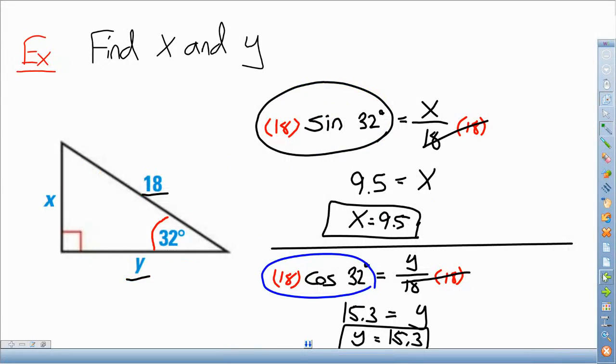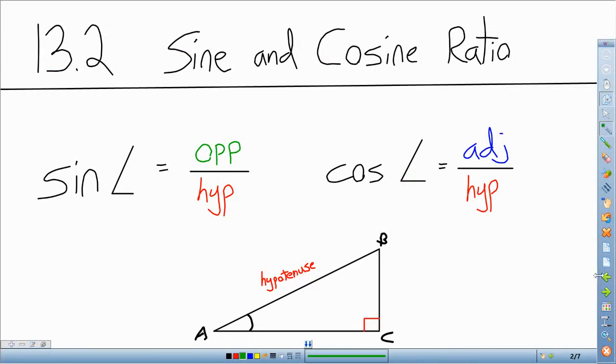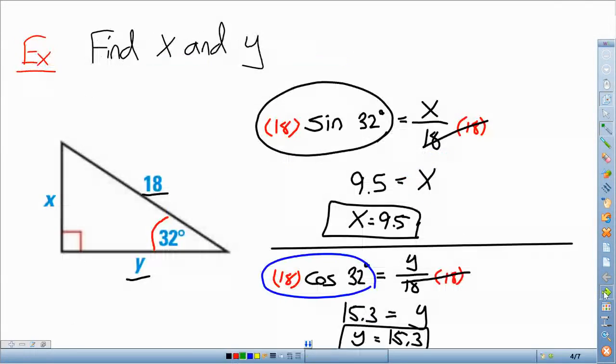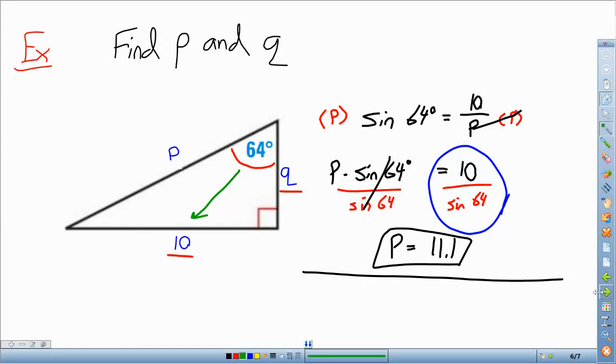Which one of our trig ratios deals with opposite and adjacent? Well, it's neither one of these. It is going back to tangent. So don't forget about tangent. It's still part of our potential trig ratios that we need to use. So tangent of our angle equals opposite over adjacent.